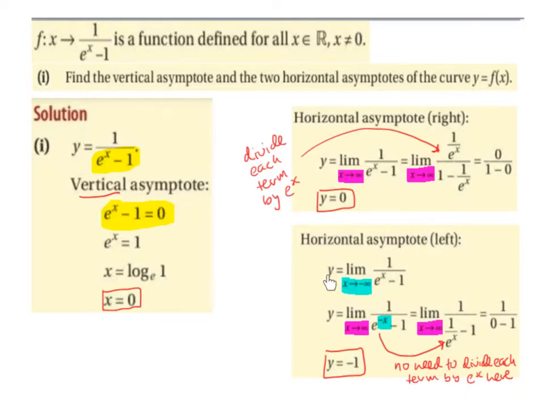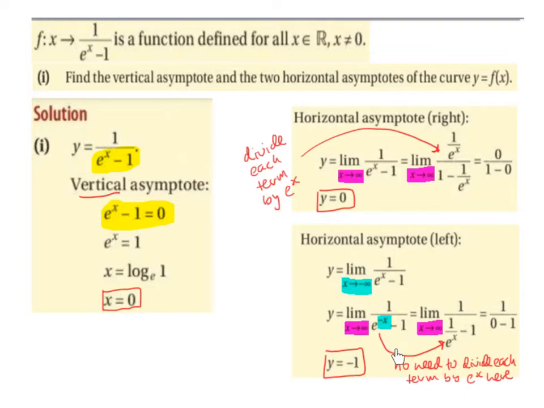So we have y equals the limit of 1 over e to the power of x minus 1 as x approaches minus infinity. So we swap this minus infinity for positive infinity, and we swap each x value for minus x. So we have the limit of 1 over e to the power of minus x minus 1 as x approaches positive infinity, equals the limit of 1 over e to the power of x minus 1 as x approaches positive infinity, equals 1 over 0 minus 1. So therefore y is equal to minus 1.